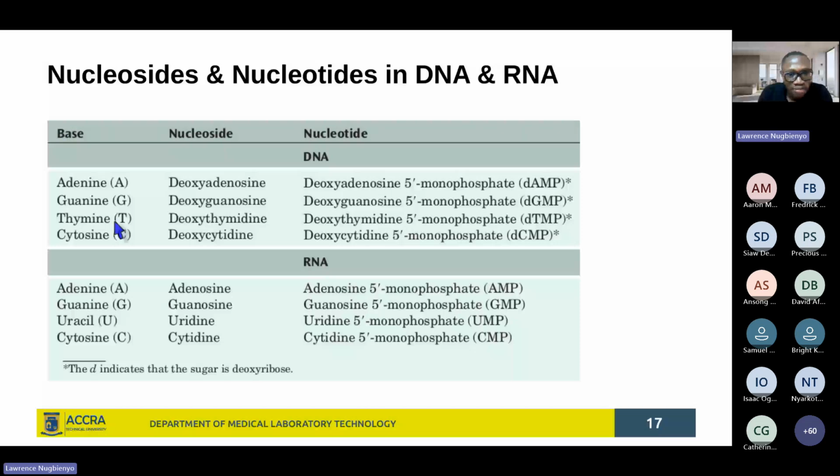Now, if these bases bind on deoxyribose, they will give you their nucleosides. So you have adenine giving you deoxyadenosine. Guanine will give you deoxyguanosine. Thymine will give you deoxythymidine. And cytosine will give you deoxycytidine.